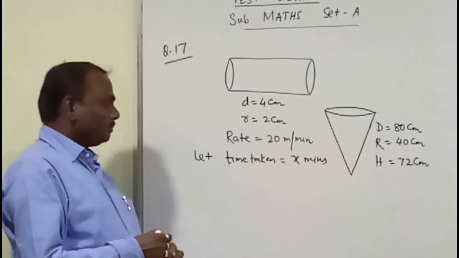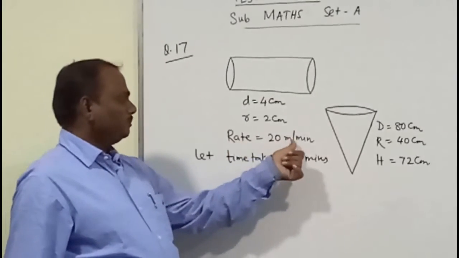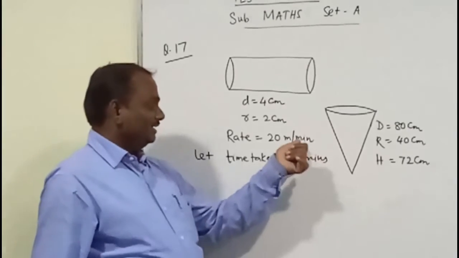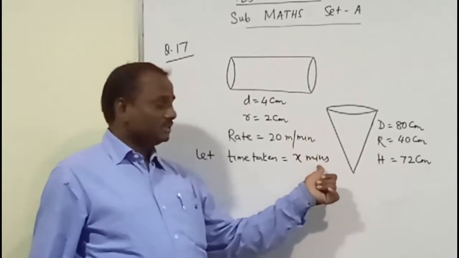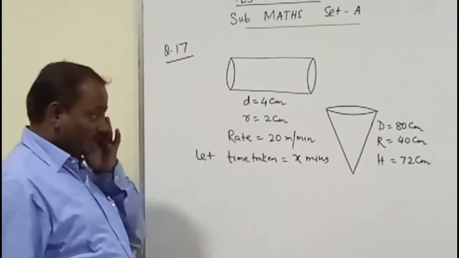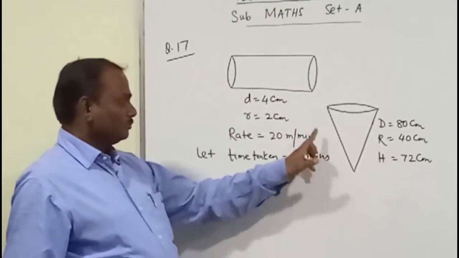Now why did I take minutes? Here you must understand that rate is given in meter per minute. Therefore, the time must be taken in minutes. Had it been second, you would have taken seconds. Had it been hours, you would have taken hours. So just be careful, be very aware about the fact that the unit of time should be same in both the cases.